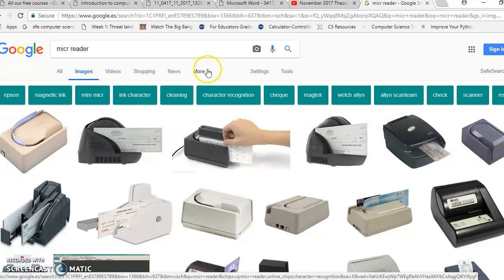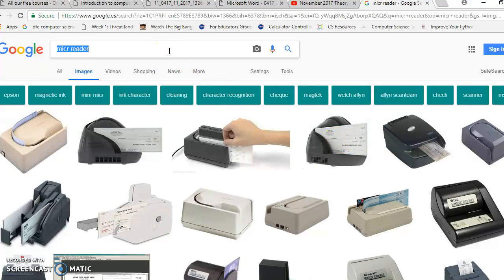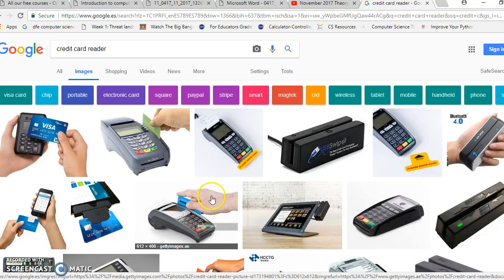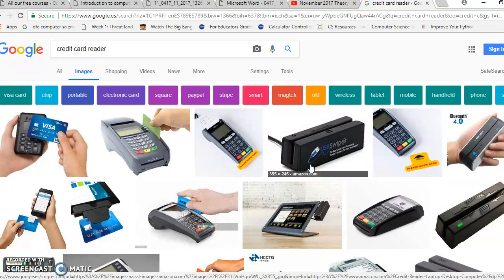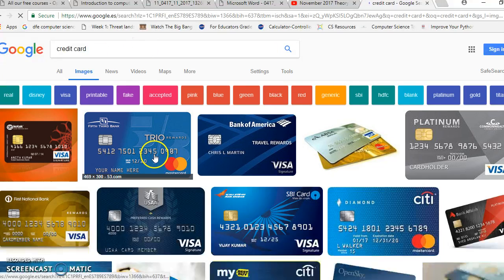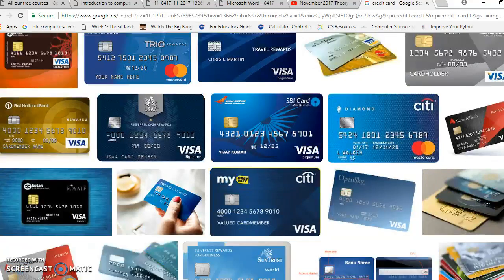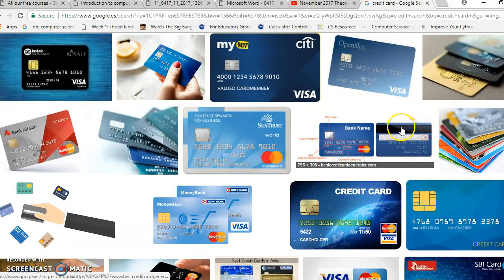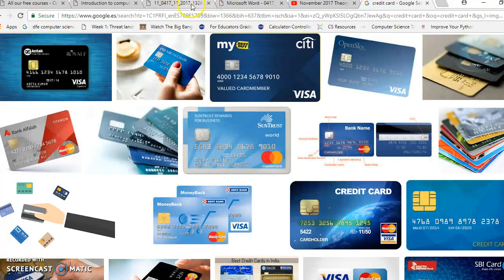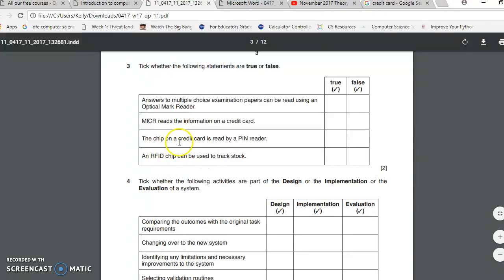Now, as you know, credit card readers will read the magnetic stripe on the back with all your information. So that black strip on the back. I've typed in credit card. Let's see if we can find the back of a card here. It has all the information stored on it. Still magnetic, but it's not the same. This is not magnetic ink. What is on the check is magnetic ink. All right.